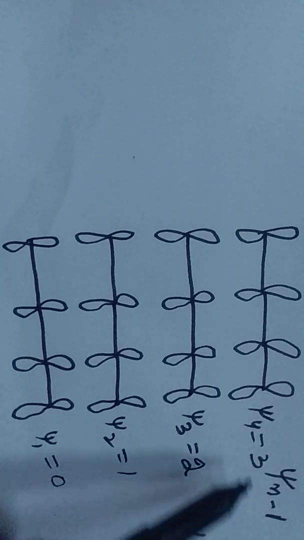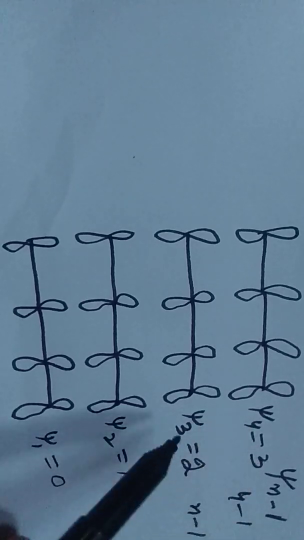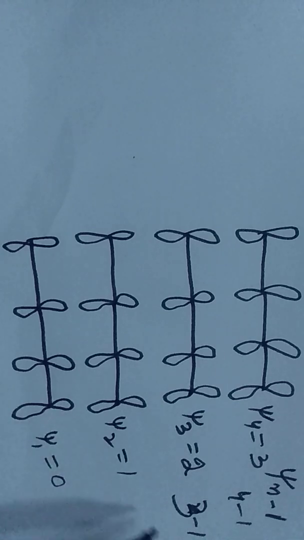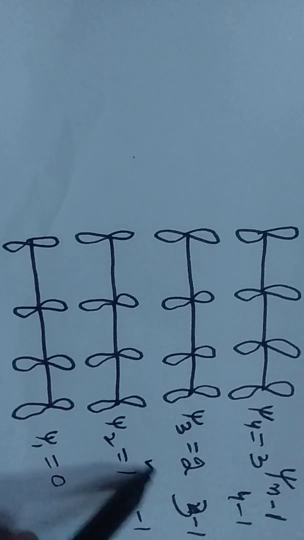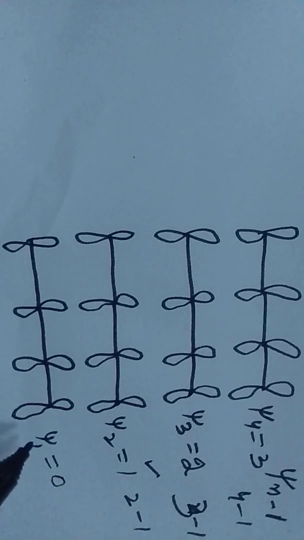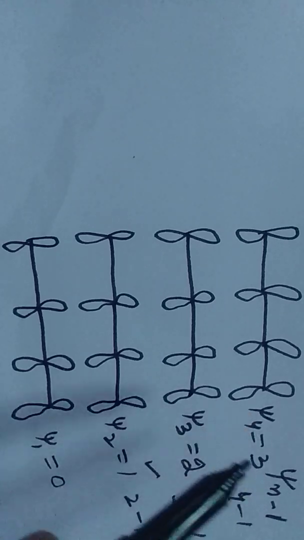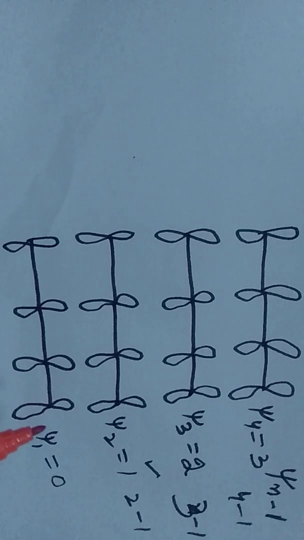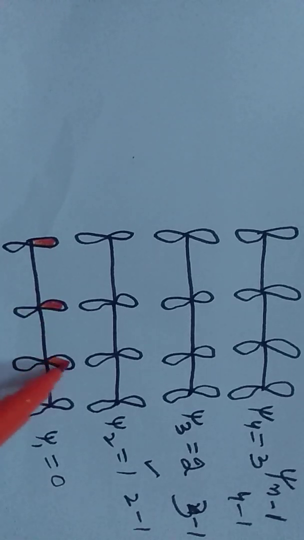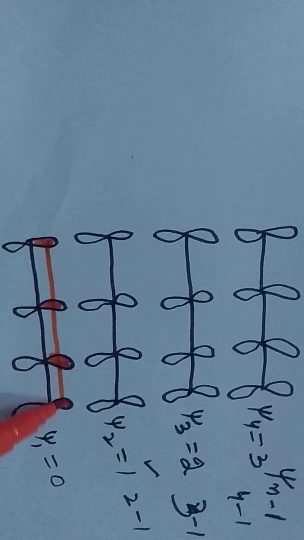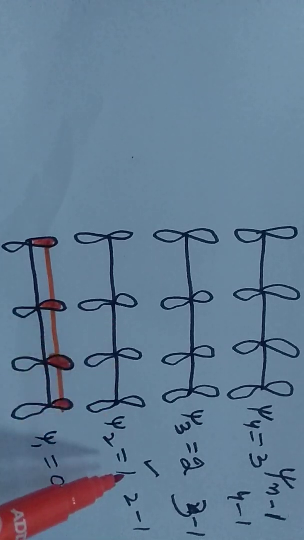For psi4, n is 4 minus 1, three nodes. For n equal to 3, minus 1, two nodes. For n equal to 2, minus 1, one node. For n equal to 1, minus 1, zero nodes. So psi1 has zero nodes, psi2 one node, psi3 two nodes, psi4 three nodes. Psi1, zero nodes, means all lobes have the same sign. These are lobes. Zero nodes. In this case, one node.